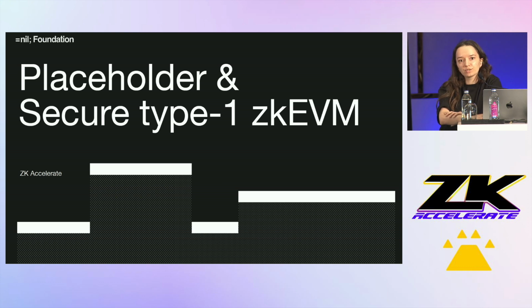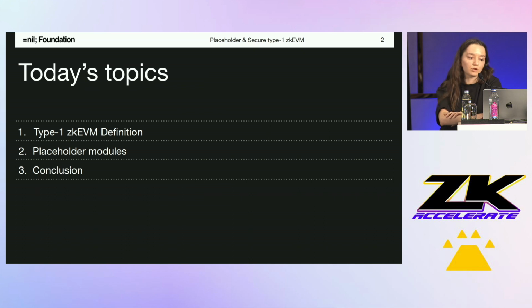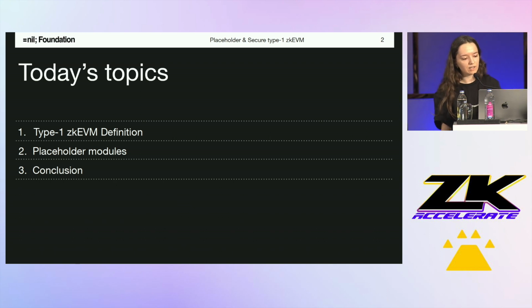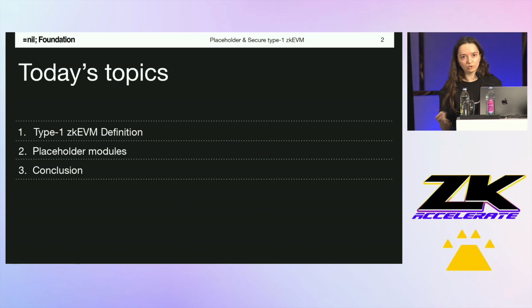We're mainly focused on the development of our proof system, Placeholder, but for the last few months, we tried to combine it with zkEVM type-1. Today, firstly, I want to give you a definition of type-1 zkEVM, just to remind you. Second, I want to talk about modularity inside our proof system Placeholder. And after these things, I will give you some conclusions.